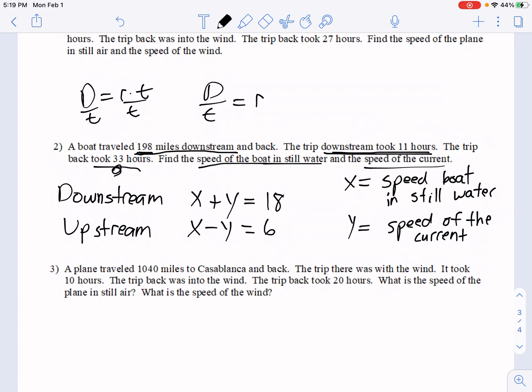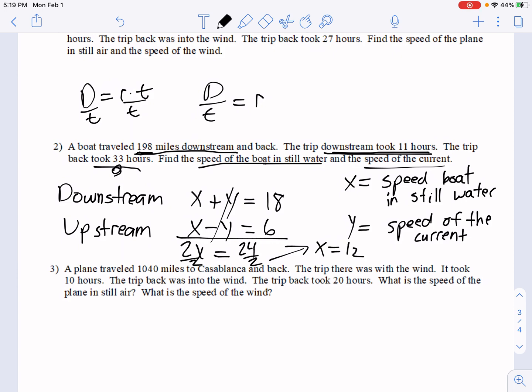Now I have my two equations with my two unknowns, and I can solve this. Looking at this, it looks like we could solve this really easily with elimination. We already have opposite coefficients. I could add this together, and x and an x would make 2x. The y's would cancel out, and we'd have 18 plus 6, which would give us 24. Divide by the 2, and we would get x is equal to 12.